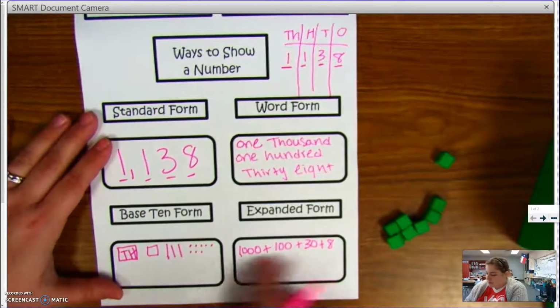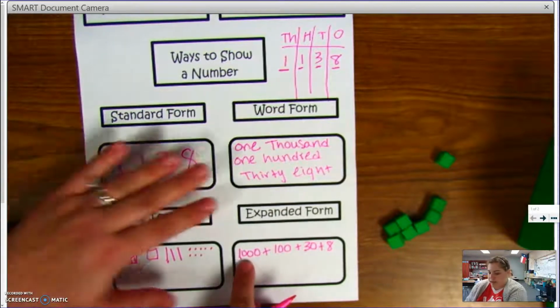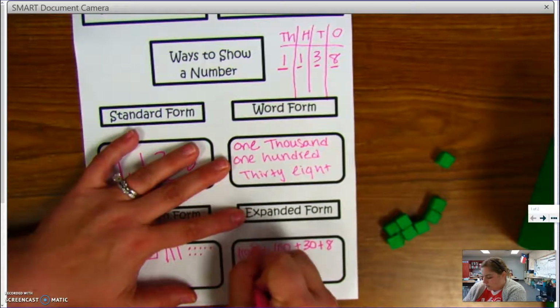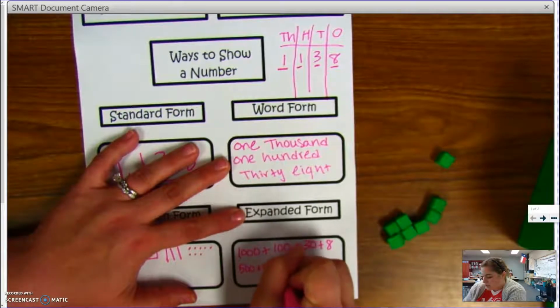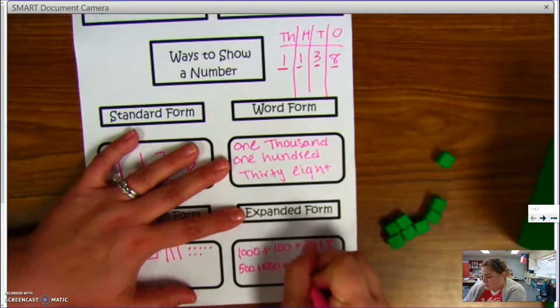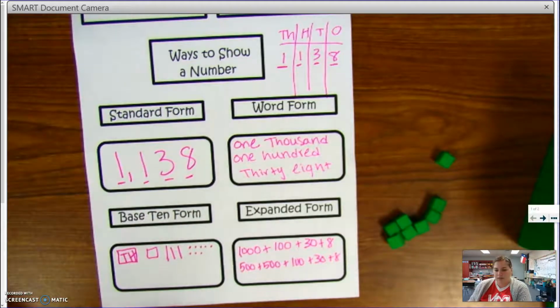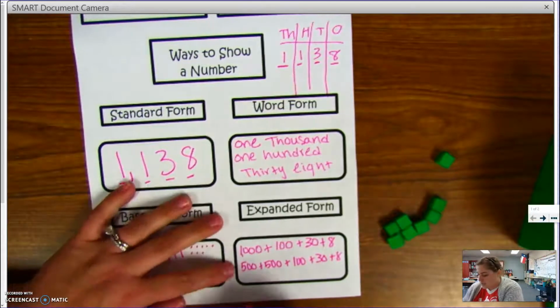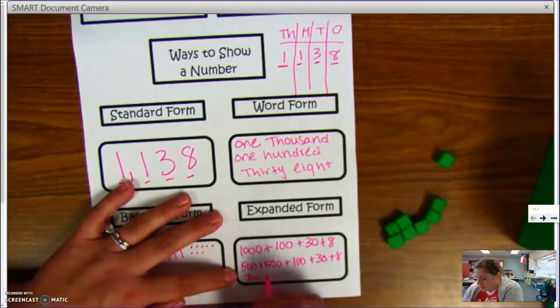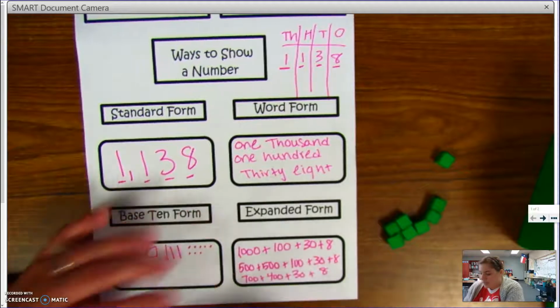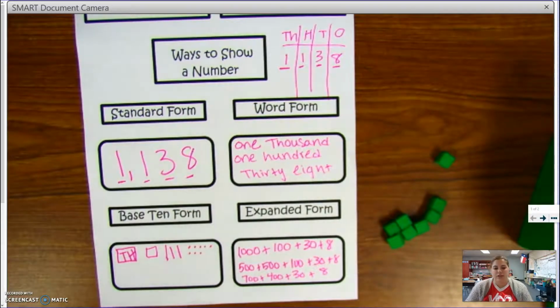I can rename this by saying that 1,138 is also 500 plus 500 plus 100 plus 30 plus 8. I could also say 700 plus 400 plus 30 plus 8. So there's all different ways that we could rename that number.